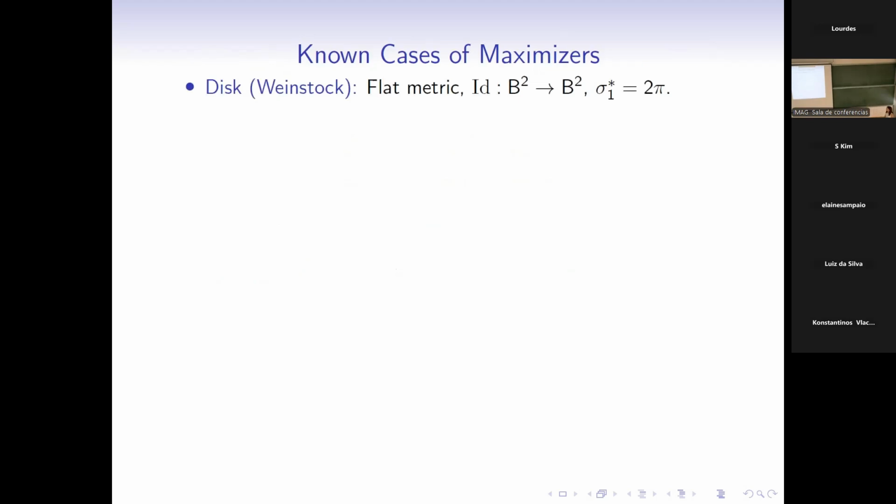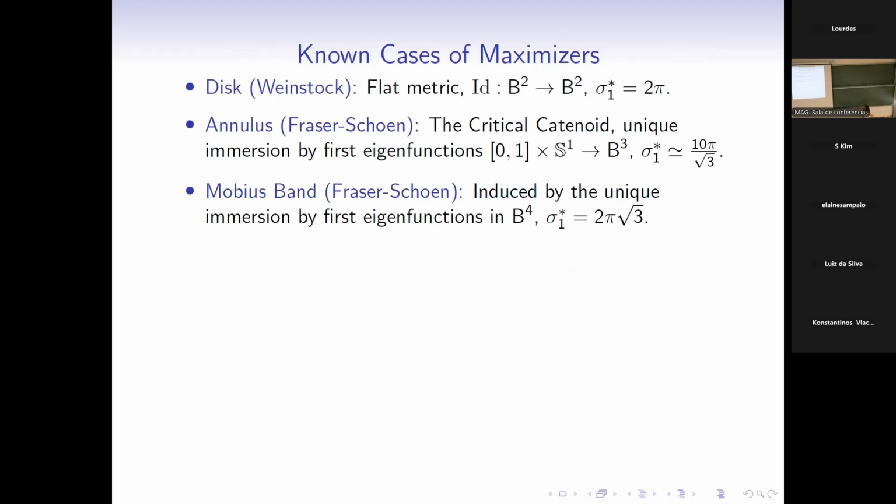Okay. Good. Now, what about the known cases? The disk was done by Weinstock. We do have the flat metric as the one that maximizes. The cases of the annulus and the Mobius band were done by Fraser and Schoen. For example, in the annulus, the metric from the critical catenoid is the one that maximizes, and they characterized the critical catenoid as the only free boundary minimal annulus that you can immerse by first eigenfunctions. And they prove the same for the Mobius band, with a different form.